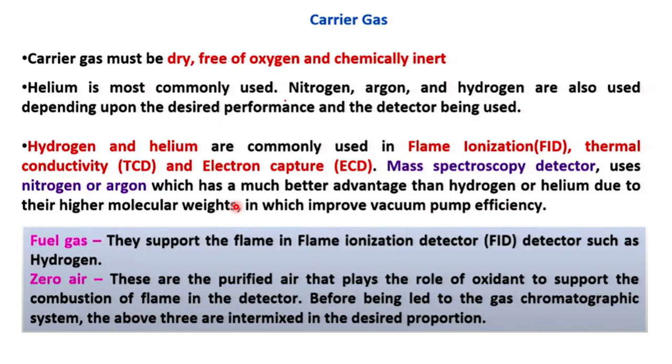Fuel gases support the flame in the flame ionization detector, such as hydrogen and zero air. These are purified air that plays the role of oxidant to support the combustion of the flame in the detector before being led to the gas chromatographic system. So the above three are intermixed in the desired proportion.